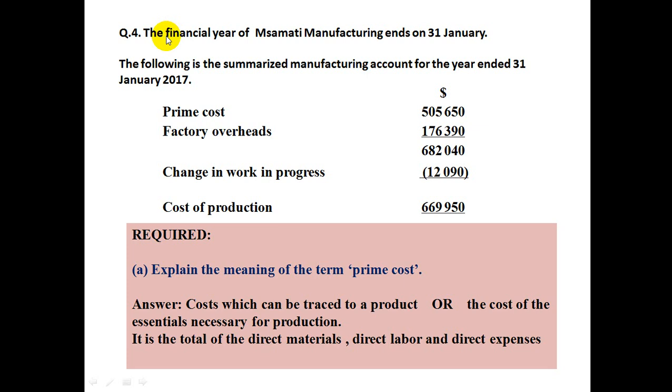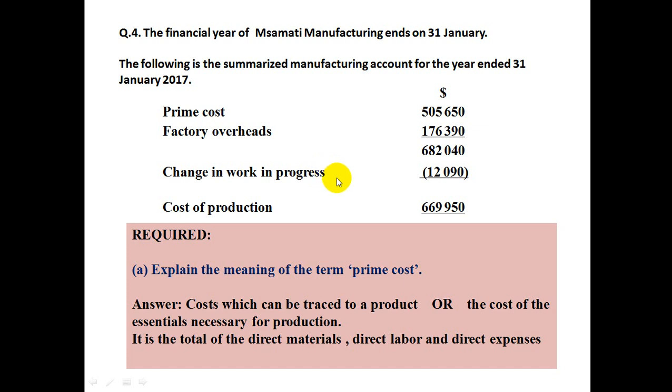The question is, the financial year of Msamati manufacturing ends on 31st January. All summarized details of their manufacturing account are given to us. Prime cost is 5,05,650. Factory overhead total is also given. Change in work in progress is given to us.